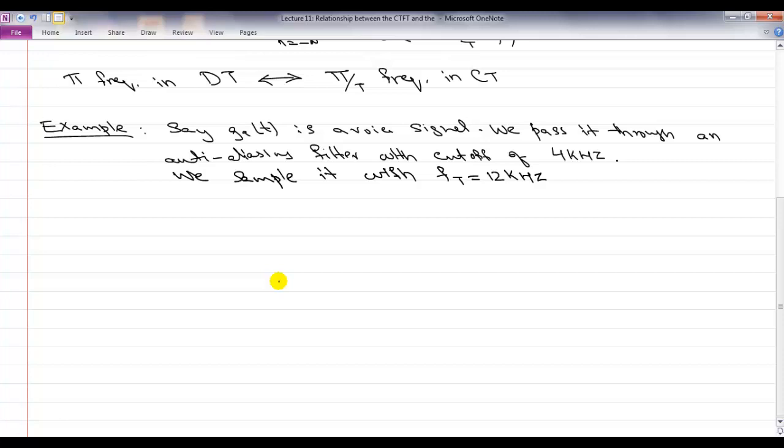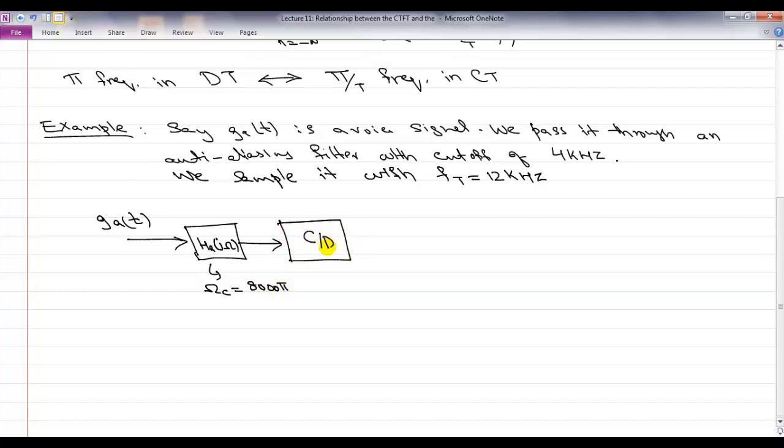Okay. So what do these continuous time frequencies mean then in the discrete time world? So let's say you have this g_a(t). You first pass it through an ideal anti-aliasing filter, H_a(jω), which has a cutoff of 8000π radians per second, and then we sample it with the time period T equal to 1 over 12,000 to get g[n]. What can we say about the Fourier transform of g[n]?